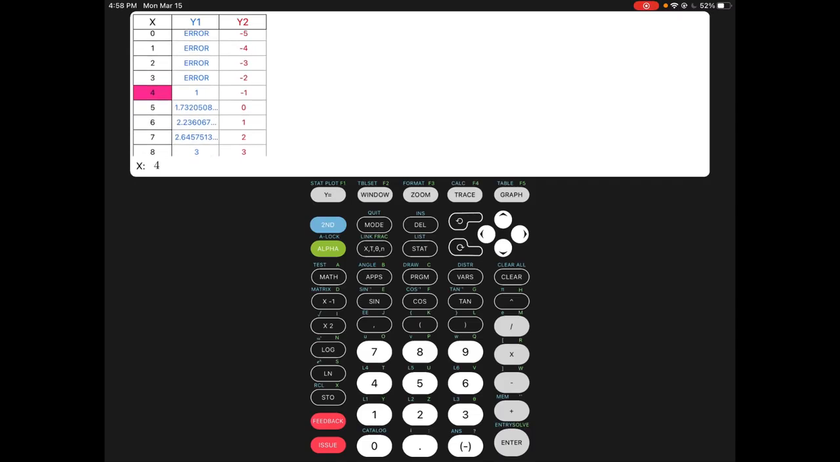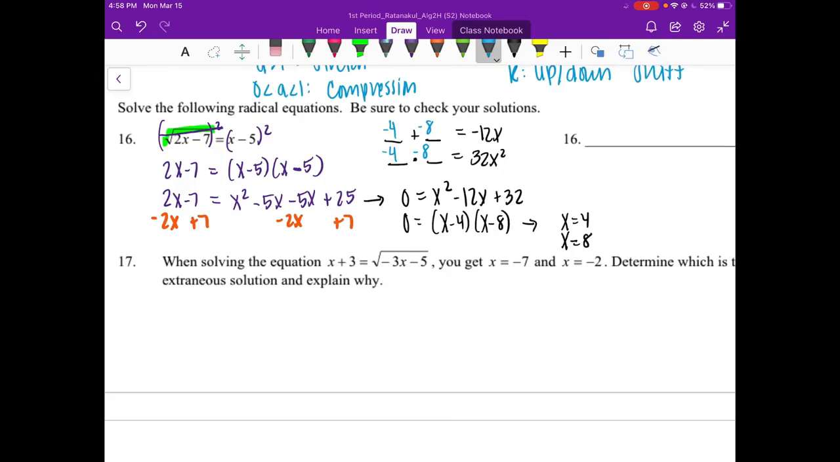So our two answers were 4 and 8. If I look at 4, notice that my two y values are different, so 4 is not going to work. If I go to 8, notice that my two y values are the same. So that tells me that x equals 8 is my only answer, and x equals 4 is extraneous.